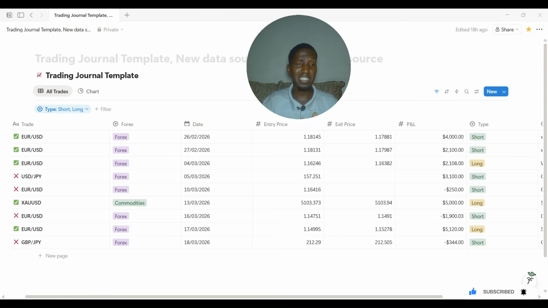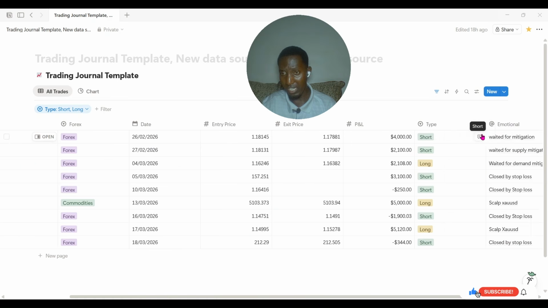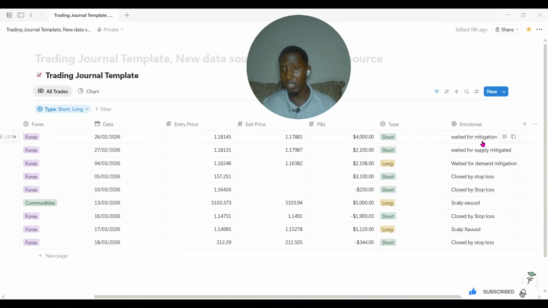So guys, as you can see, this is my trading journal template. This is how I journal my trades. It's good to journal your trades. As you can see, this is a trade I took on February the 26th. It's a short on Euro USD, on the 26th of February. This was my entry, and this is what I won, $4K, and the emotion was waited for mitigation.